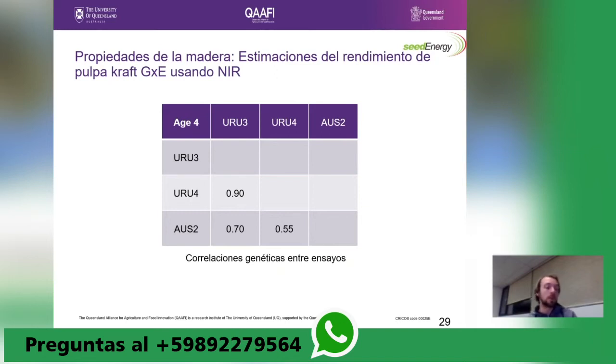And Kraft pulp yield predicted by NIR produced a similar pattern again. Very high correlations between the two Uruguay trials and lower again with the Australian trial. You can see we have 0.7 and 0.5 between the Australian trial and the Uruguayan trials. This indicates some G/E between the countries for Kraft pulp yield, similar to what resistograph predicted for density.